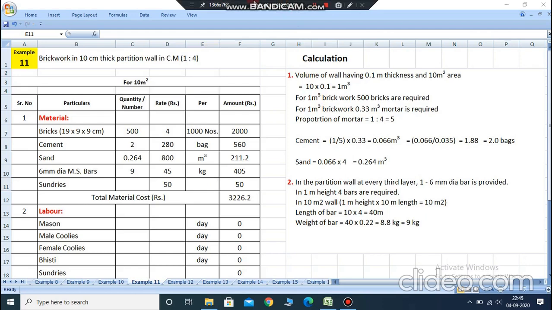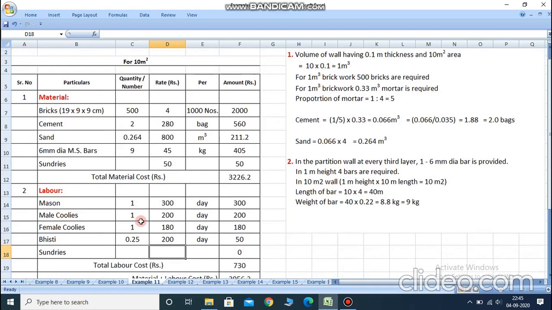Now we start finding out the number of laborers. Here one mason is required. Then one male coolie is required, one female coolie is required, and 0.25 bhishti is required. The per day rates are 300 rupees, 200 rupees, then 180 rupees for the female coolie, and 200 rupees for the bhishti, and 50 rupees as extra cost. So the summation of 300, 200, 180 and 50, we got the final answer of 780 rupees.